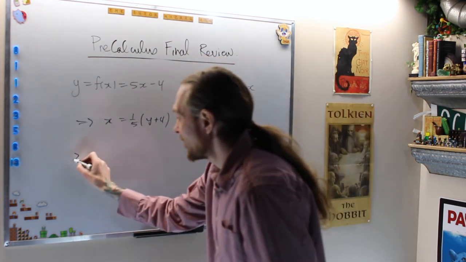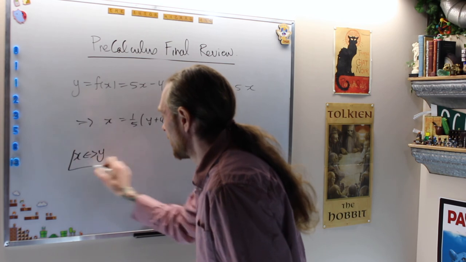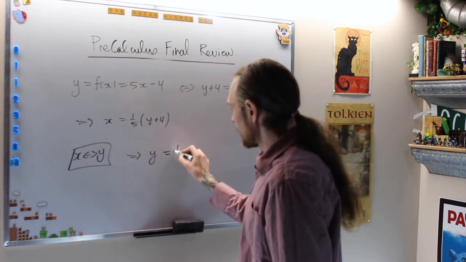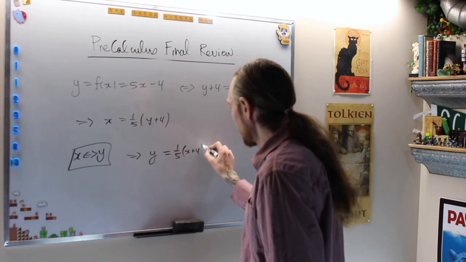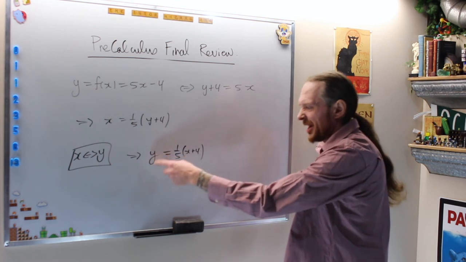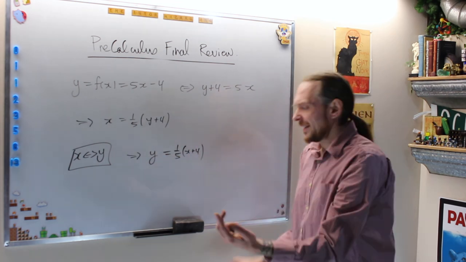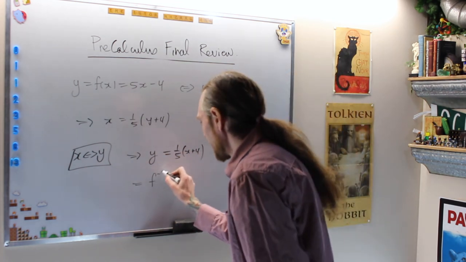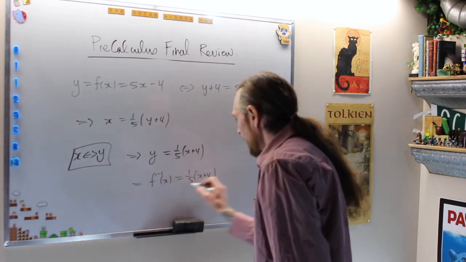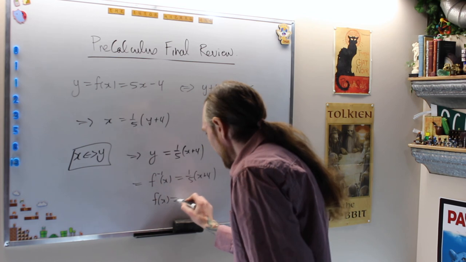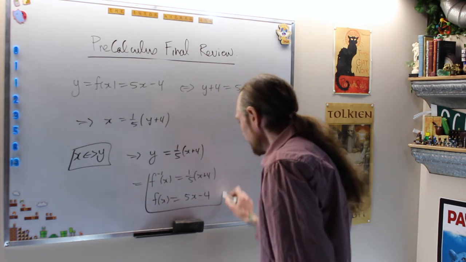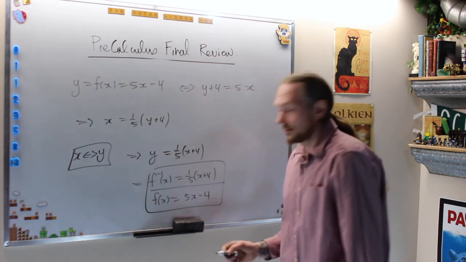They say interchange x and y. And this means that I put y where x is and x where y is, so that says y equals 1 fifth x plus 4. We usually make x the independent variable, so we're creating a new function y equals f inverse of x, which is our inverse. This says that the inverse of x is equal to 1 fifth x plus 4 if our original function f of x was 5x minus 4. Those are the two functions.